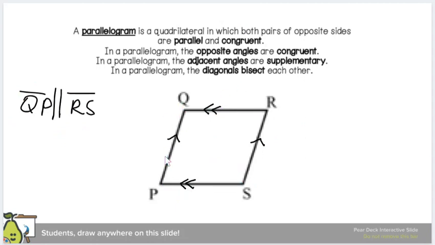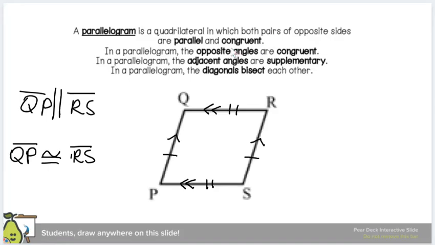To show that sides are congruent, we mark them with the same number of tick marks. So QP is congruent to RS, and we would show it with that equal sign with the squiggly line. That means they have the same measure. QR and PS would also be congruent, but since they're not the same congruency as QP and RS, they get the 2 tick marks.